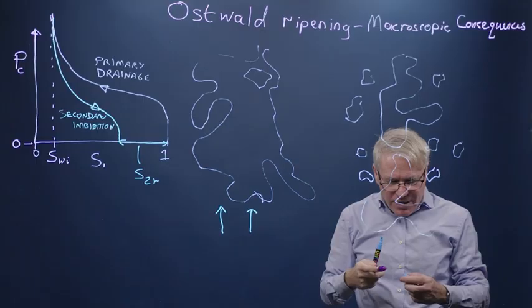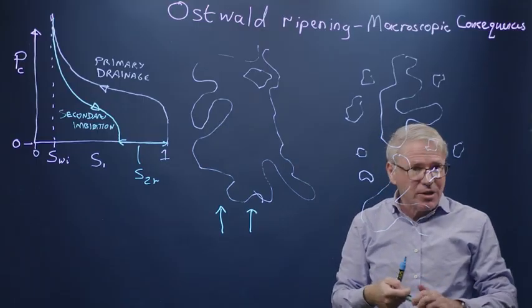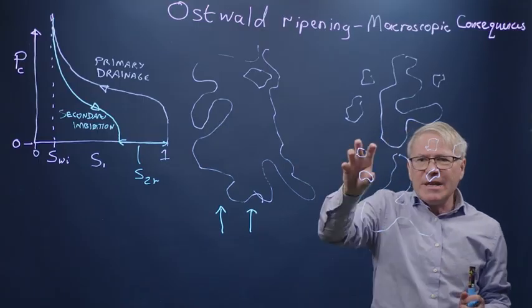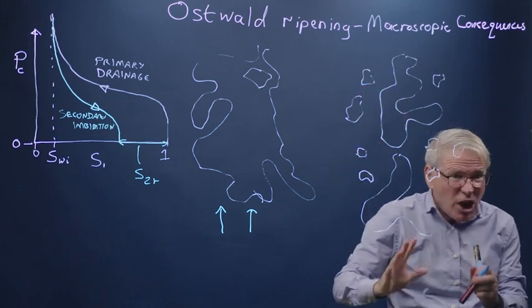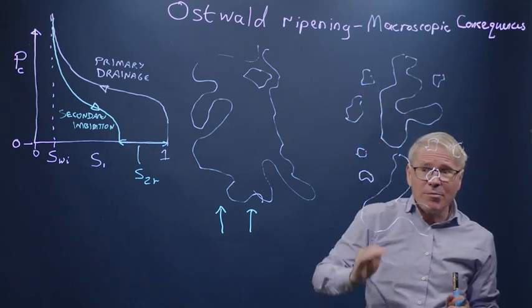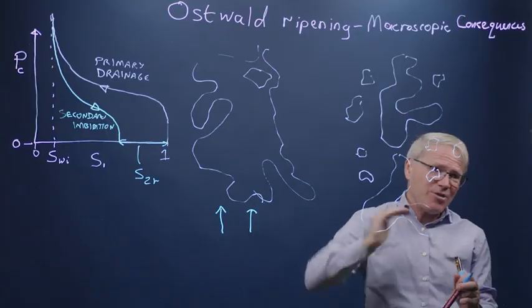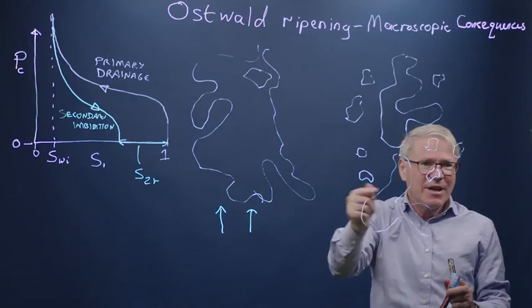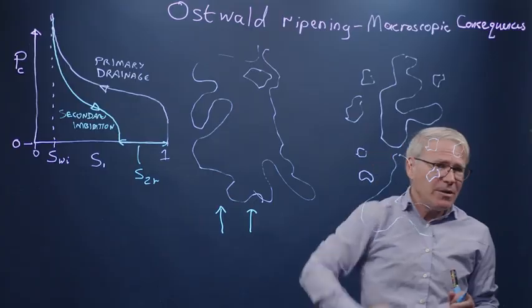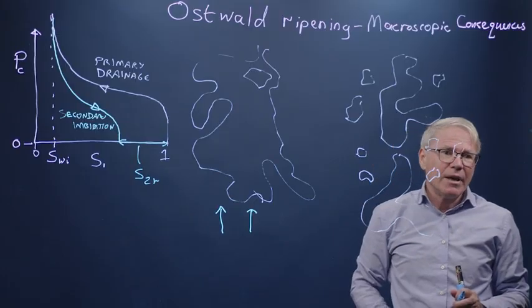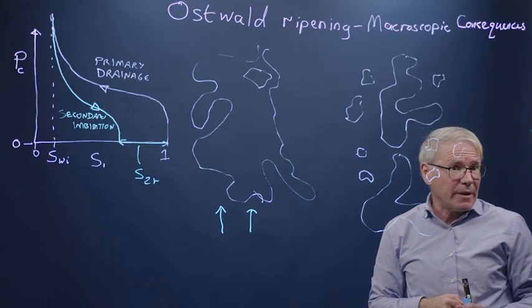Okay, so that's what happens in a traditional experiment. You've trapped these ganglia at high capillary pressure, and the larger ones in general will have been trapped at a lower capillary pressure. So the Ostwald ripening process, just as I showed in the previous video, you'd expect these ganglia to shrink, might even disappear completely, and these ones to grow.